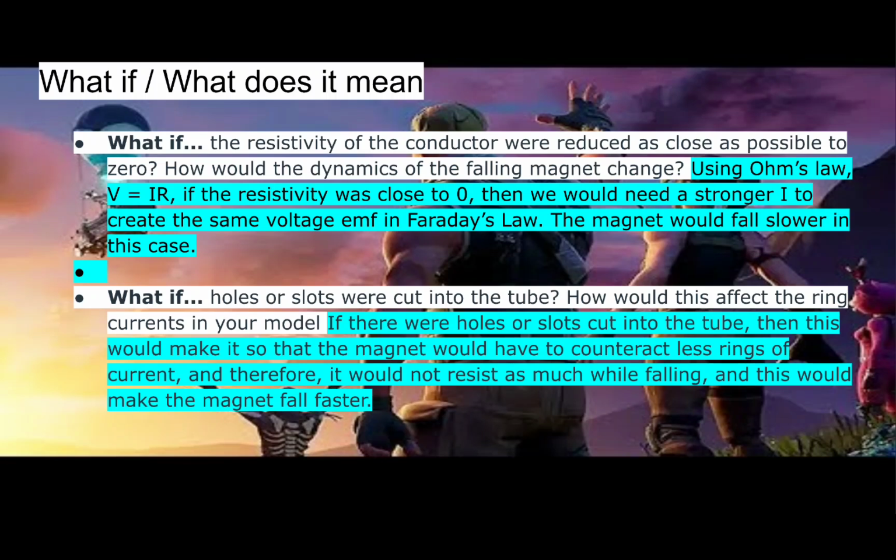So it'll fall slower. And then if we had holes or slots in the tube, then the magnet would have to counteract fewer rings of current, so that it can just fall faster.